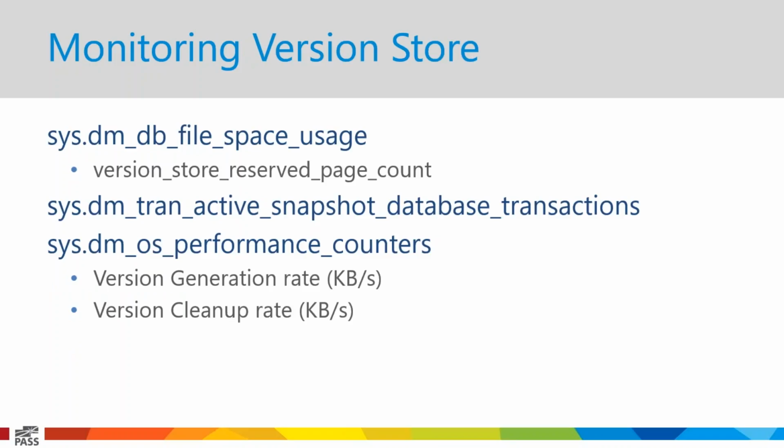When you're monitoring the version store, there are a couple of special spaces you need to look at. In the DB file space usage, we have a version store reserved page count. We saw that at the beginning with the file topology. We also have DMTran active snapshot database transactions, which gives you a list of the transactions which are making use of snapshot isolation. And we have some performance counters. Here I have them listed in DMOS performance counters, but you can also use perfmon to track the version generation rate and the version cleanup rate. Let me give you a demonstration of what that looks like.